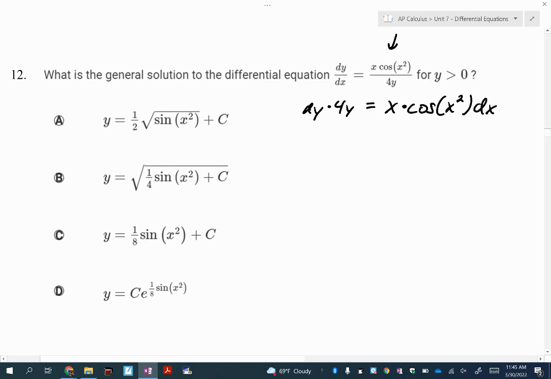So now if I take the antiderivative, this is going to be y squared. If I take the derivative of y squared, I get 2y, but I want 4y, so I'm going to put a 2 in front.